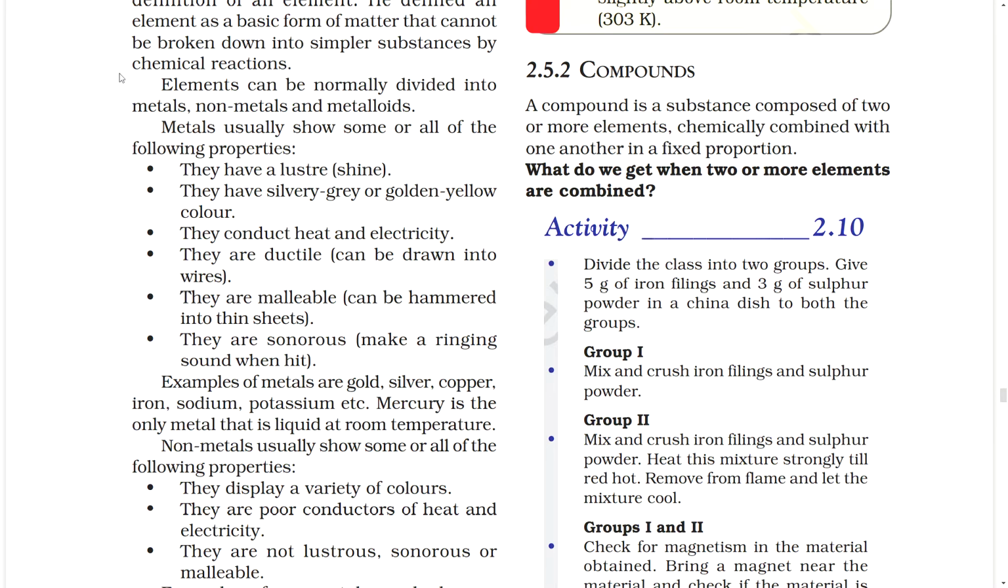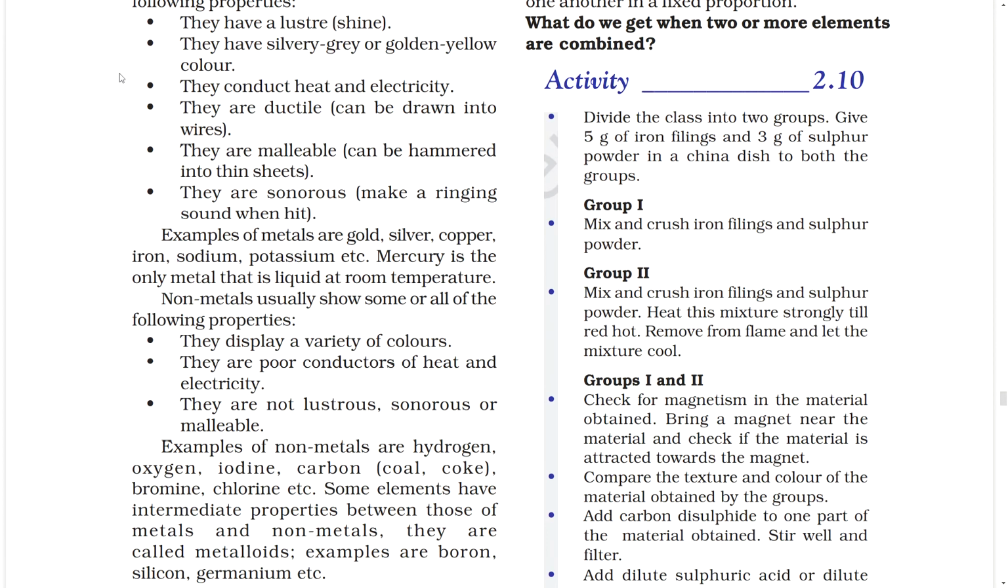Group 1, mix and crush iron filings and sulfur powder. Group 2, mix and crush iron filings and sulfur powder. Heat this mixture strongly till red hot. Remove from flame and let the mixture cool. Groups 1 and 2, check for magnetism in the material obtained. Bring a magnet near the material and check if the material is attracted towards the magnet.